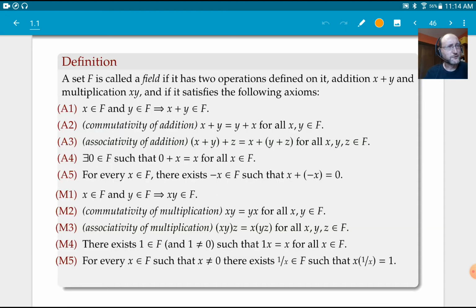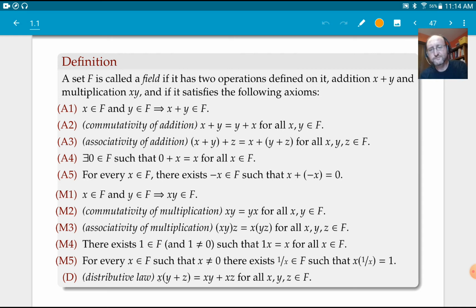You can think about what would happen if 1 equals 0, and also for every non-zero x, there exists a multiplicative inverse, right? So there exists a 1 over x, so that x times 1 over x is 1. By the way, this says that the non-zero elements of F are an abelian group. And then we have the distributive law that says that these operations play nice together. Right, that x times (y plus z) is xy plus xz. And that's the definition of a field.